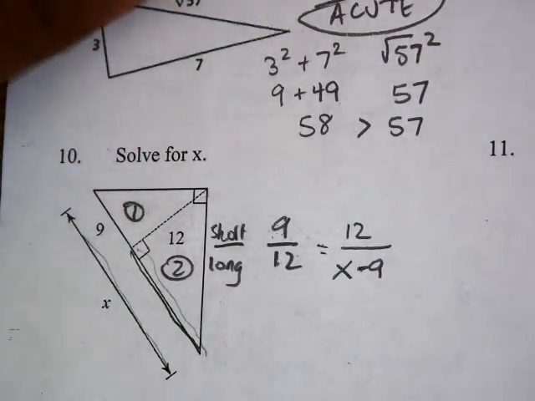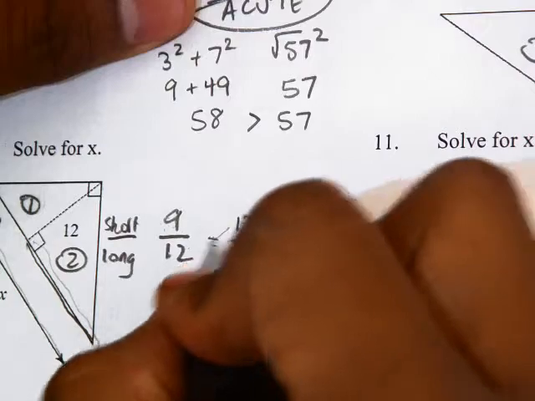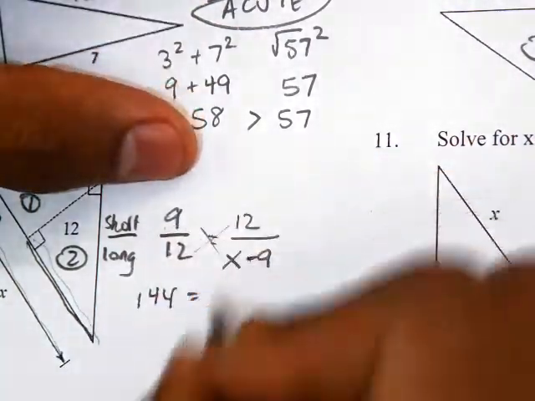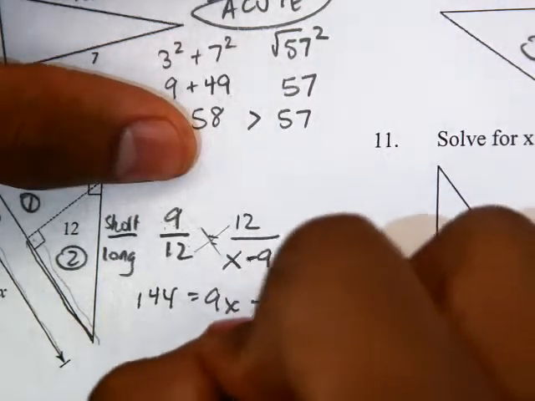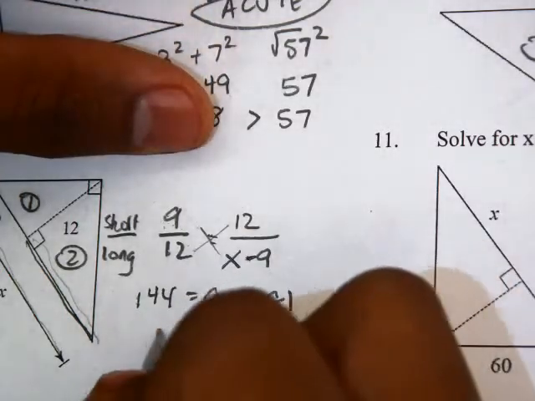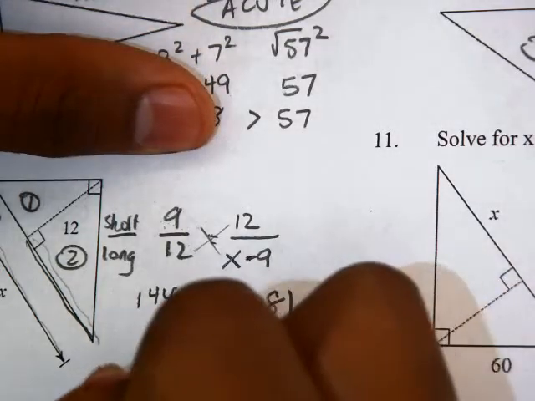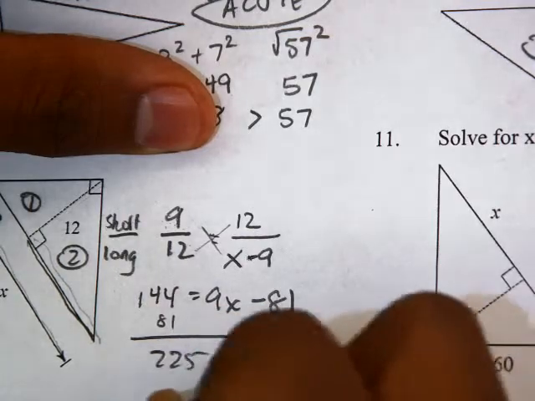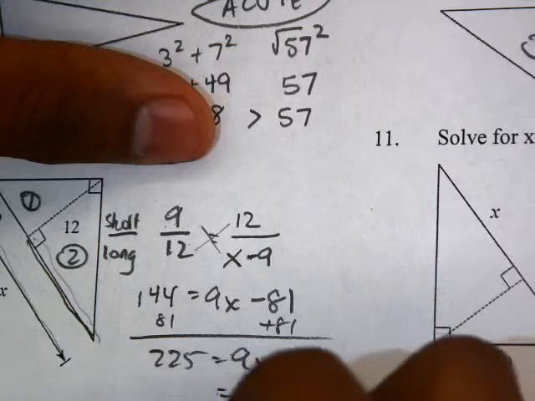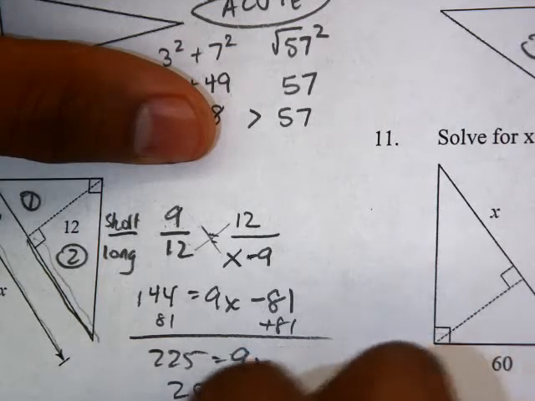And I can solve this proportion. Help me solve for x. Cross multiply. 12 times 12 is 144. 9 times x minus 9 is 9x minus 81 when you distribute. Taking 144 and adding 81, that's 225 equals 9x. Dividing by 9, I get that x is 25.